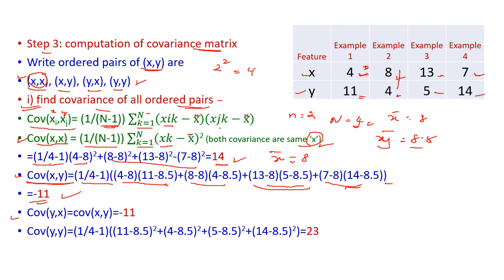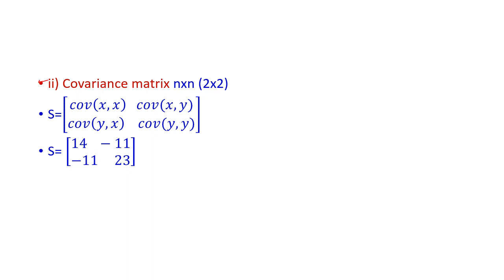Just like the same, the covariance of y comma x is also minus 11, and the covariance of y comma y, that value is 23, right? And now we need to find the covariance matrix, that is n into n, that here we are having 2 by 2. So S equal to covariance of x comma x, x comma y, y comma x, and y comma y. The values are 14, minus 11, minus 11, and 23.